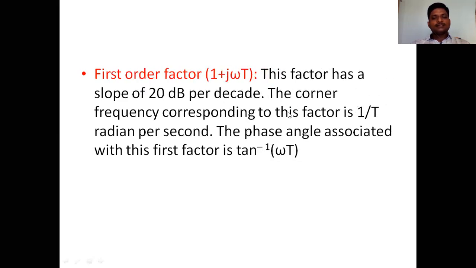Next, if it has a first order factor meaning 1 plus j omega T, in such a case the slope will be 20 dB per decade, and the corner frequency corresponding to it is 1 by T. So the corner frequency can be calculated from the given expression as 1 by T, and the phase of this first order factor will be plus tan inverse omega T. So you can calculate in that way.